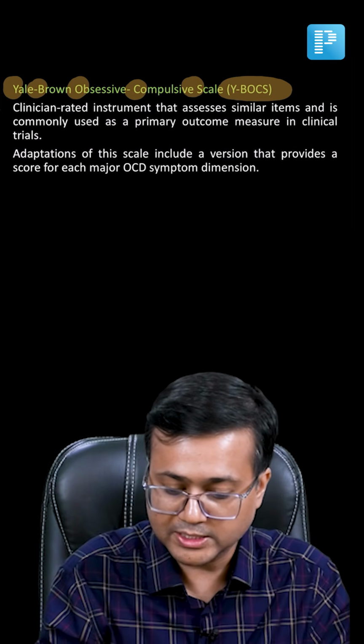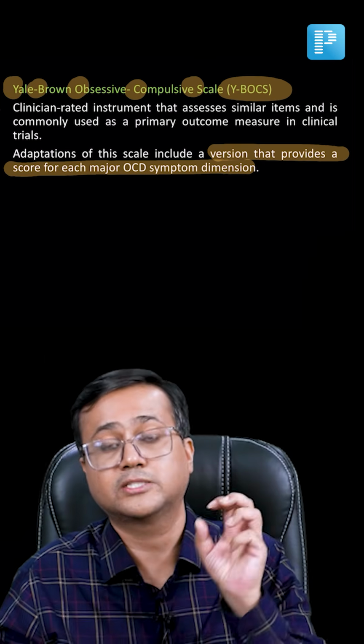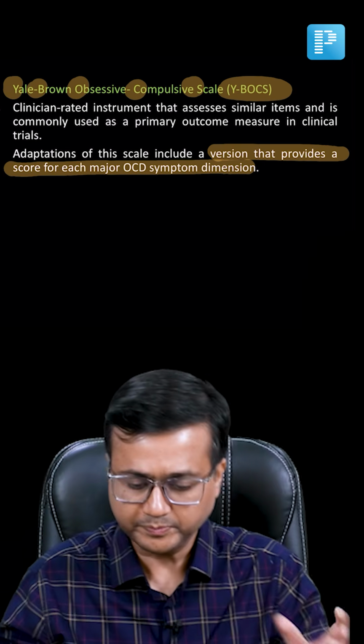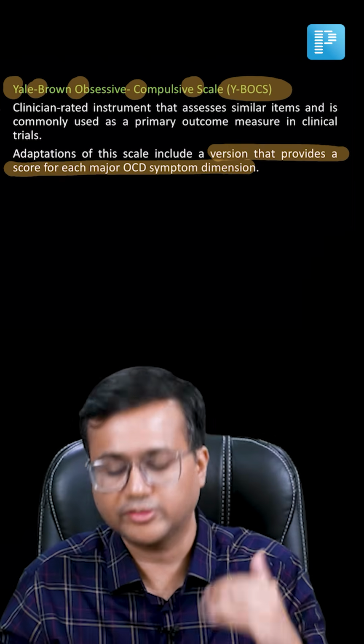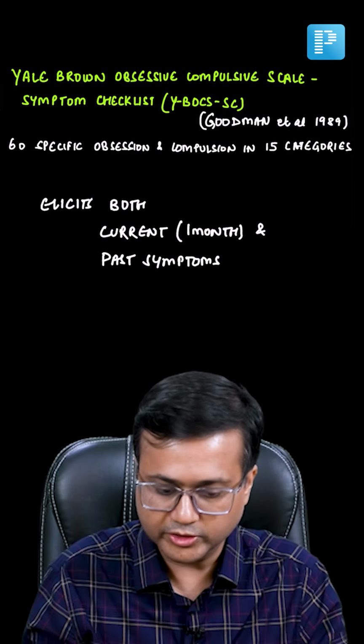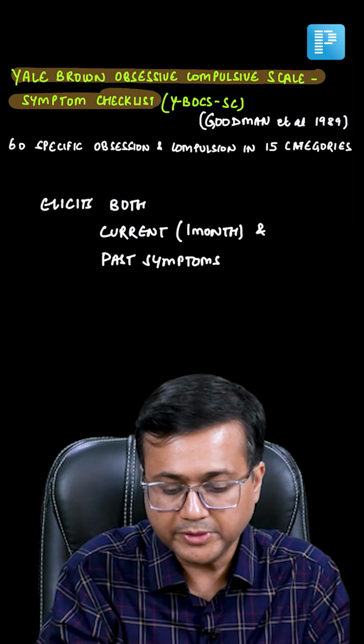So often you will see clinical trials related to OCD using Y-BOCS. Now, adaptations of the scale include a version that provides a score for each of the major OCD symptom dimensions. So again, there are various versions. We'll talk about one which is used in the severity. Let's talk first about the Yale-Brown Obsessive Compulsive Scale symptom checklist.